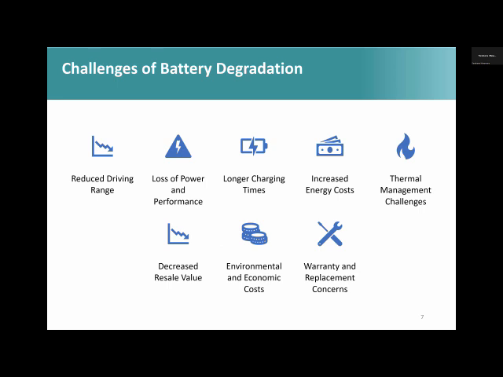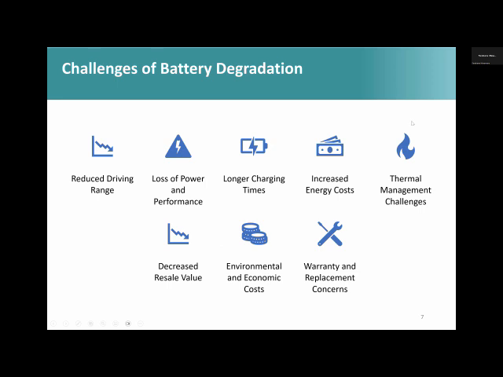Sometimes people who want to go on long drives charge maybe 3 times per day, using fast charging. So these are issues in cars. When the battery degrades, compared to a new battery, the old battery is going to have a shorter driving range, loss of power and performance, longer charging times, and increasing energy costs. A lot of things are going to happen.